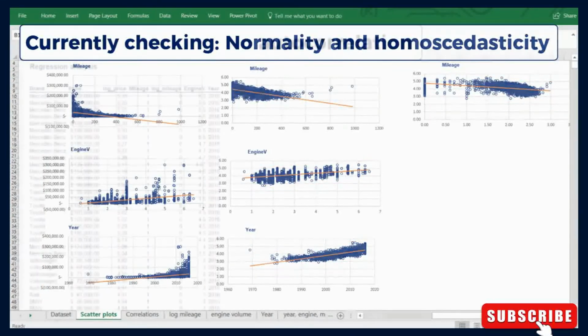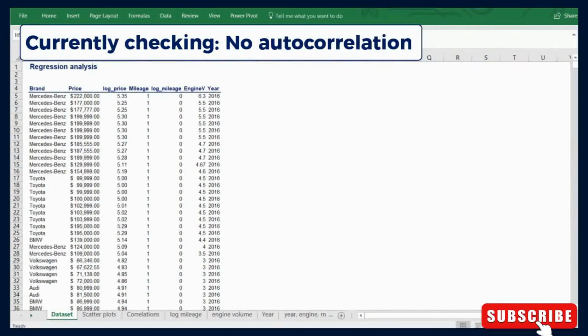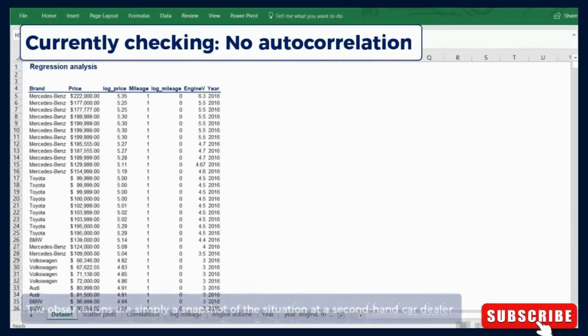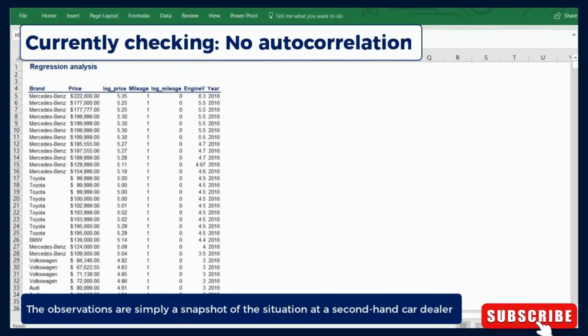The fourth assumption is no autocorrelation. We don't really need to put much effort into that. The observations we have are not coming from time series data or panel data. They are simply a snapshot of the current situation at a secondhand car sales website. Each row comes from a different customer who is willing to sell their car through the platform. Logically, there is no reason for the observations to be dependent on each other. We're safe.